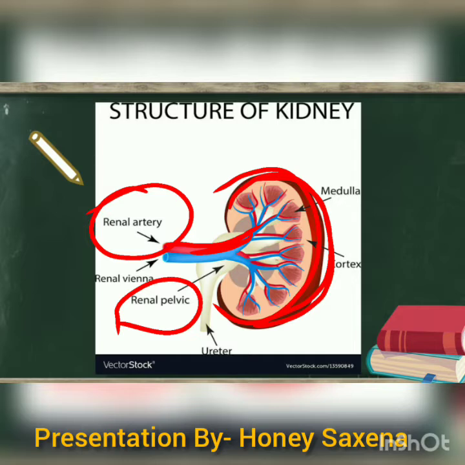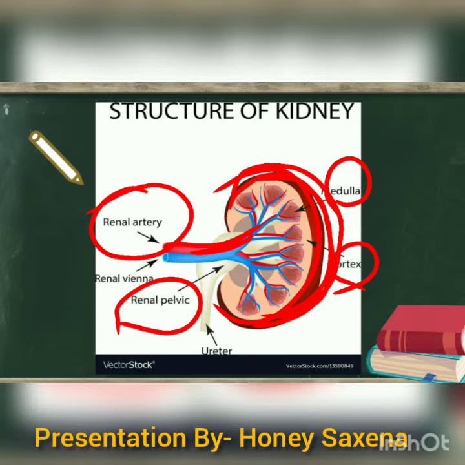So now let's see the structure of kidney. Our kidney consists of two main parts, that is external region and internal region. The external region is convex, so its outer margin is convex and it is a thick layer of fat. While the inner surface is concave and is composed of renal cortex and renal medulla. As you can see on it, it is renal cortex and renal medulla.